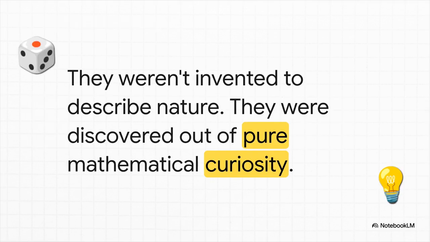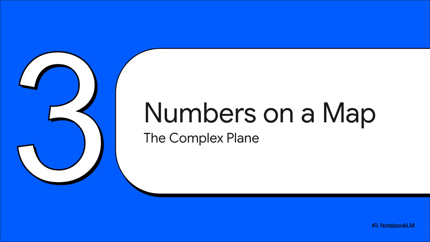So here's the key takeaway. They weren't invented to describe nature at all. They came about purely from mathematical curiosity. People were just trying to solve certain kinds of equations. The fact that they turned out to be this amazing language for describing the universe, that was a total, and I mean profound, surprise. So what was that big breakthrough?